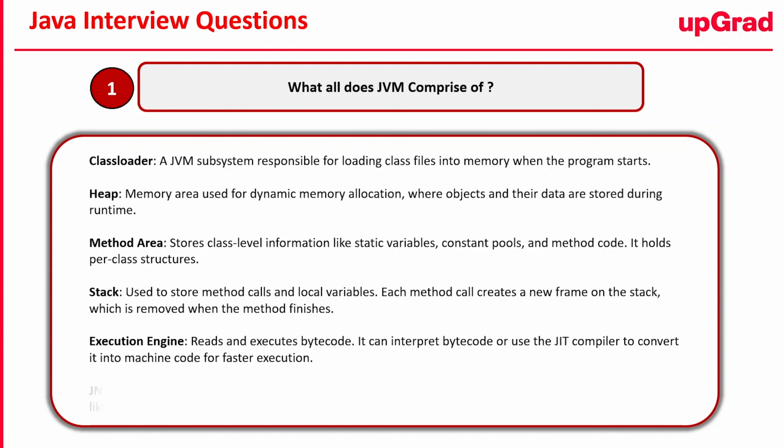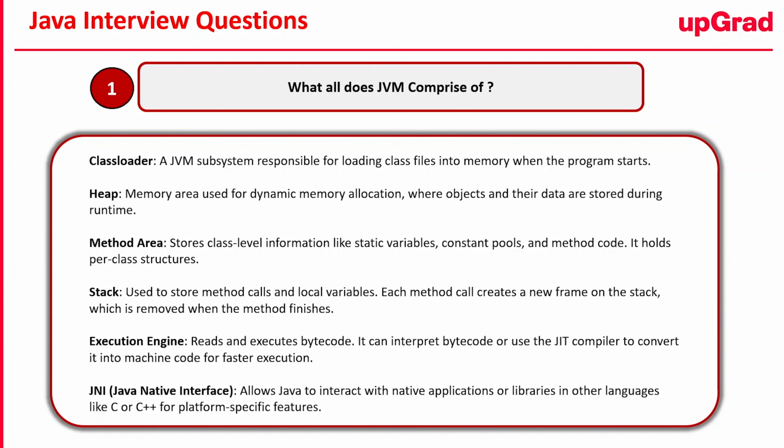After that, we have Java Native Interface or JNI. The JNI allows Java applications to interact with native applications or libraries written in other languages like C or C++. This is useful when Java needs to perform operations that depend on platform-specific features or external libraries.